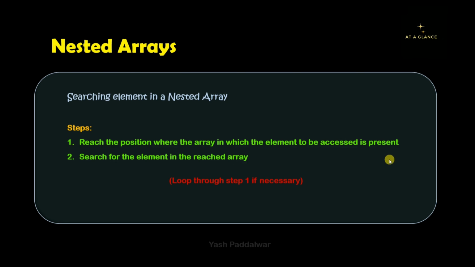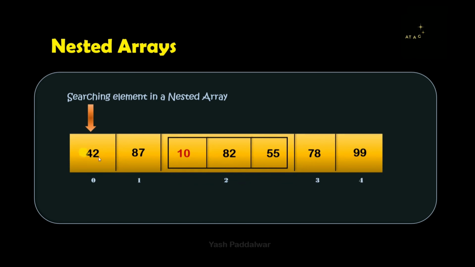Now let's see how we can perform these steps in the example. As I said, the first step is to reach the nested array. Here the nested array is at location 2. So the counter will check whether the current location is 2 or not. It's not, therefore it will move forward. Again it will check, since the location is not 2 and the element is not an array, it will move forward. At location 2 you can see that the element is an array, so it will stop here. Now it will perform the second step.